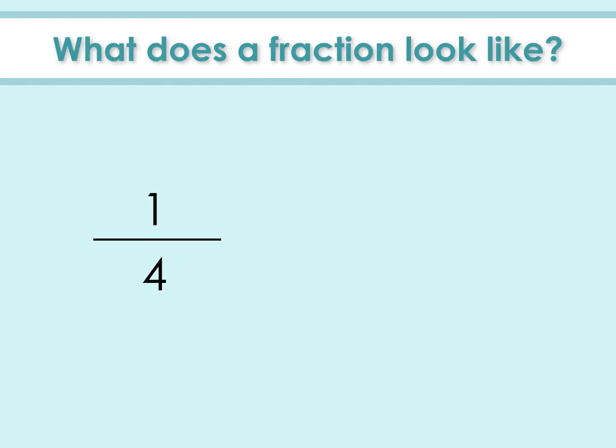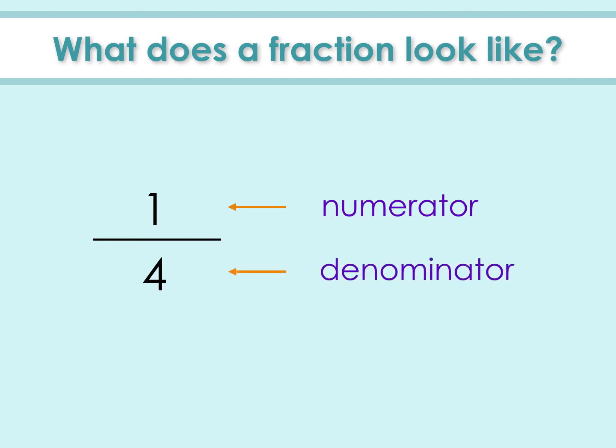Let's talk about what a fraction looks like and what the parts of a fraction are. So remember that a fraction has two parts. The numerator, which is the top number, represents how many pieces or parts that we have counted or separated. And the denominator, which is the bottom number, represents how many total parts there are.